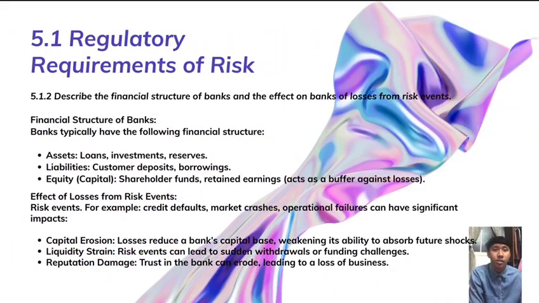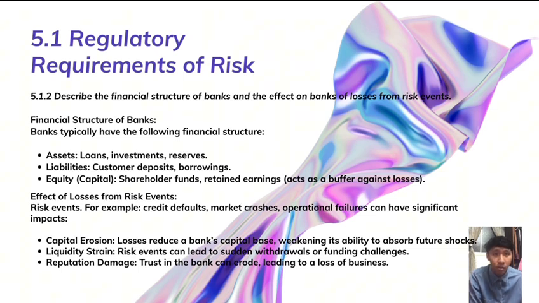What is the financial structure of banks? Banks typically have the following financial structure, which has three: assets, liabilities, and equity. Assets include loans, investments, and reserves. For liabilities, they have customer deposits and also borrowings. The last one is equity, which is equal to capital. Shareholder funds and retained earnings act as a buffer against losses.